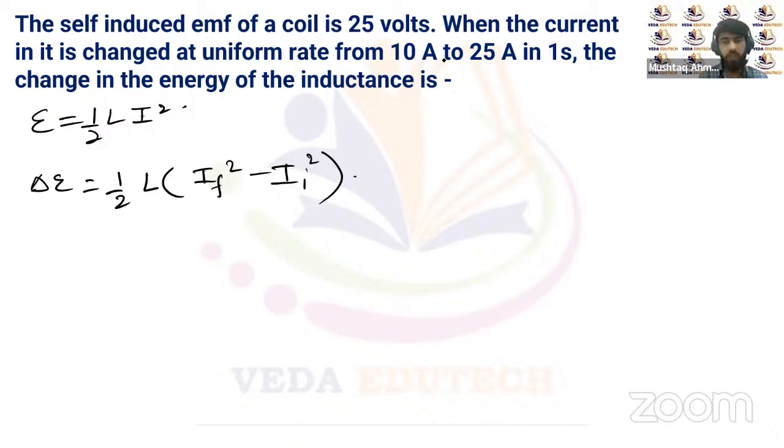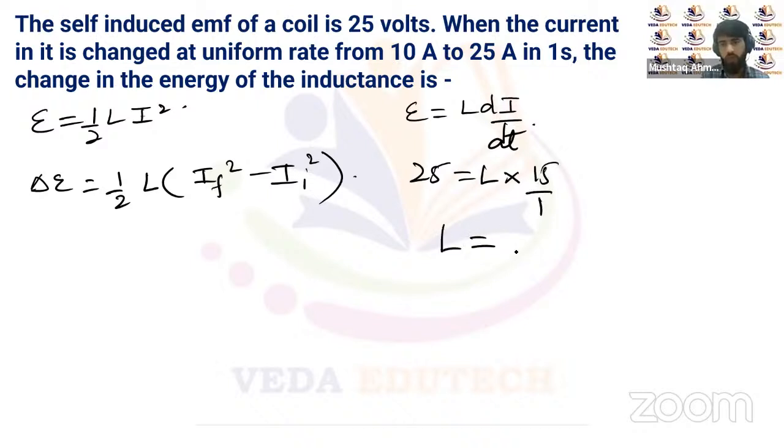Now the current has changed from 10 to 25, but we do not know the value of L. We know that the induced EMF is L di by dt in a coil. Now the induced EMF is given as 25, and the change of current here is 15 ampere in time 1 second, right? So L has the value of 5 upon 3 Henry.